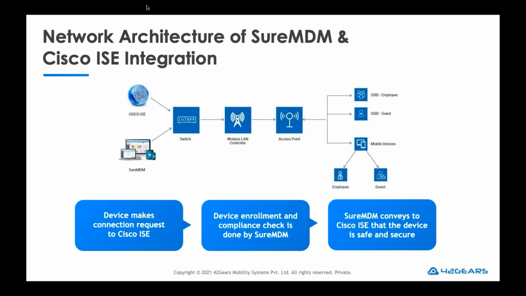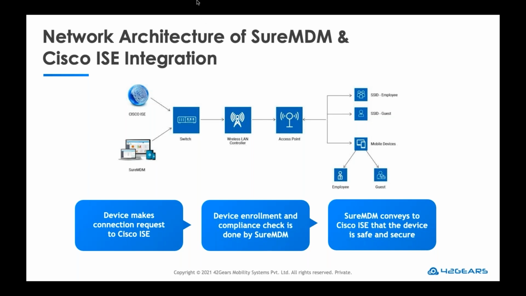Now, let me show you the network architecture of the SureMDM and Cisco ISE integration. Basically, the device tries to connect to an office router. The connection request is sent to the Cisco ISE and a basic authentication is done in this step. Once authentication is complete, the Cisco ISE will check the device for compliance related parameters received from SureMDM. If the device is reported compliant as per SureMDM, then Cisco ISE will grant network access to the endpoints. With this, IT admins can ensure that no unauthorized devices get access to the network, keeping the MDM policies intact.